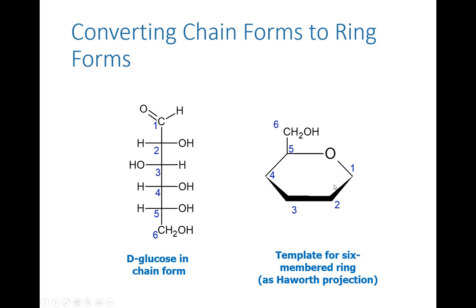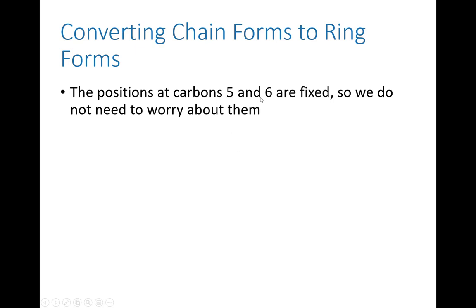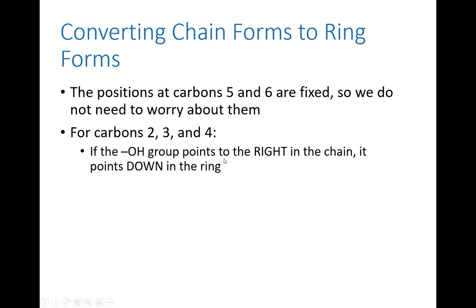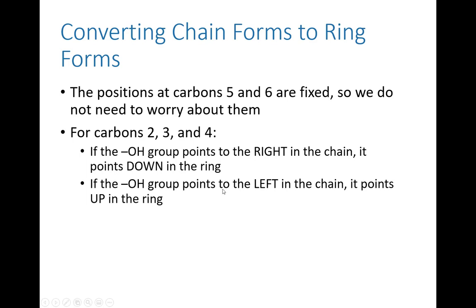The rest of the work goes into figuring out where the alcohols are going to be positioned. So positions at carbon 5 and 6 are fixed. So once you know the standard template, you don't need to worry about 5 and 6. For carbons 2, 3, and 4, we go back to the chain form and we look at the position of the hydroxyl group. If the hydroxyl group points to the right, then it will point down in the Haworth projection, in the ring. And any hydroxyls which point to the left would then point up in the ring.